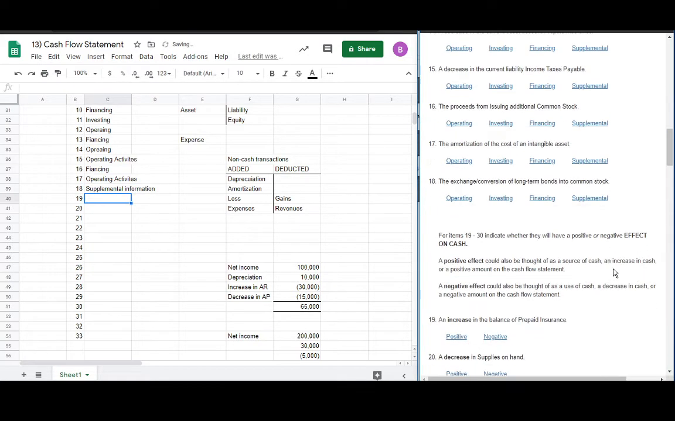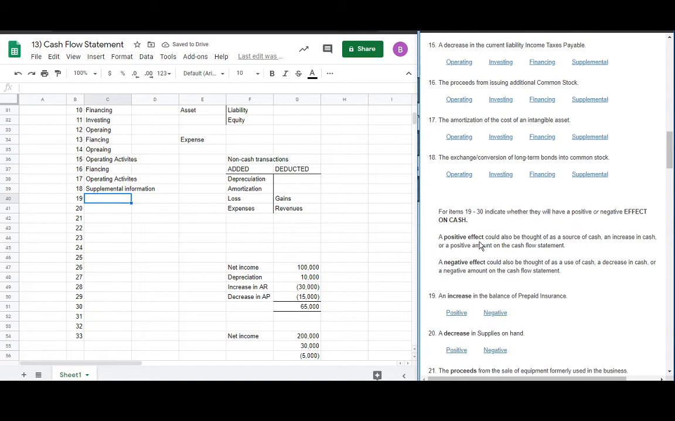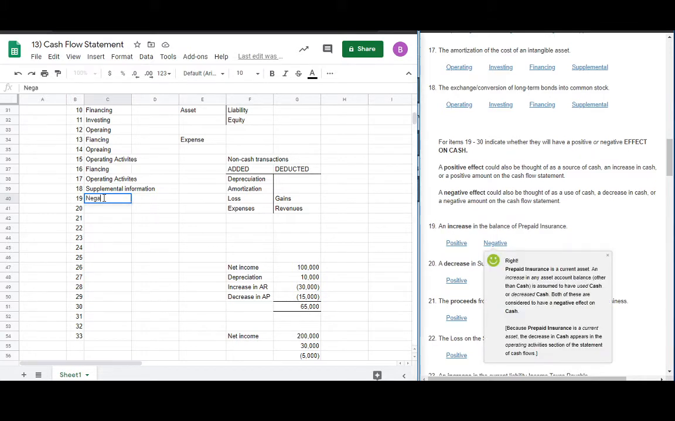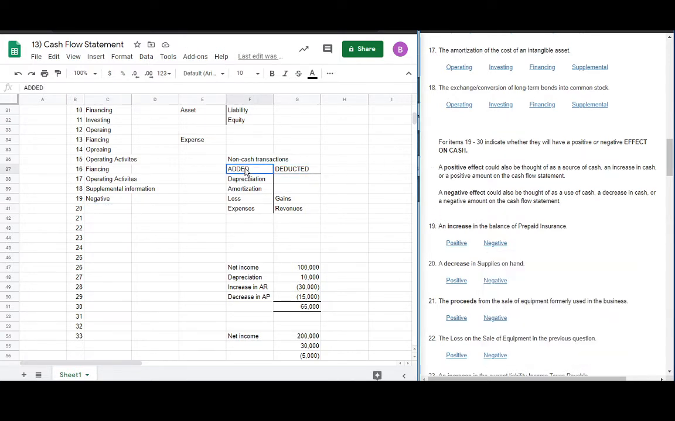And so let's proceed to number 19 to 30. So what would be the effect on cash? Positive effect or negative effect? The increase in prepaid insurance, it would be negative. And so how do we know if it is negative or positive, if it is added or deducted? Positive means added. If it is depreciation, amortization, loss and expenses, it is added. If it is gains and revenues, it is deducted.